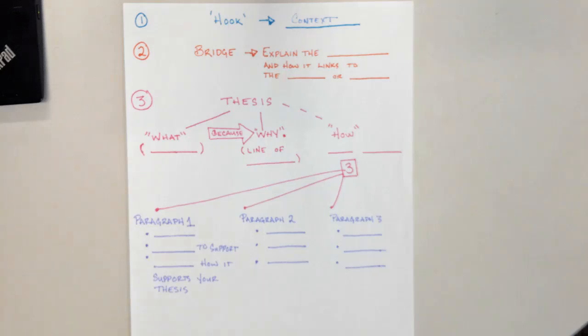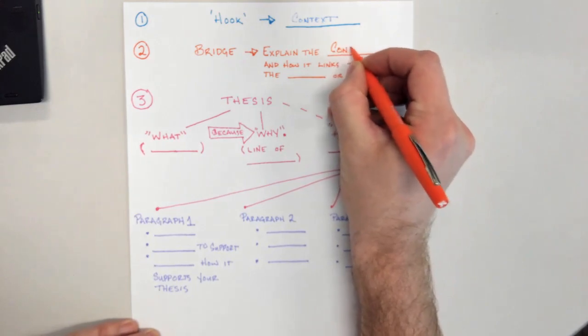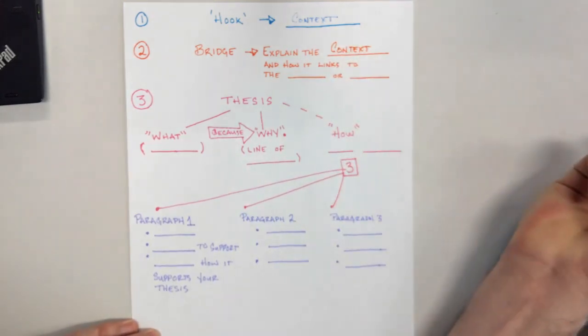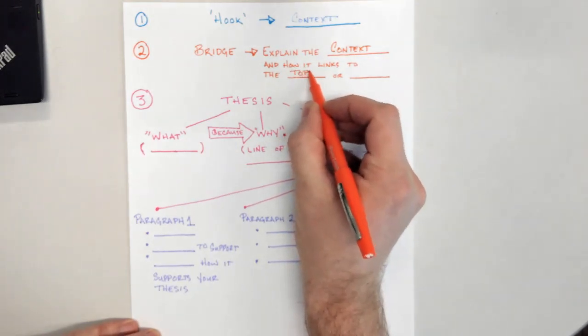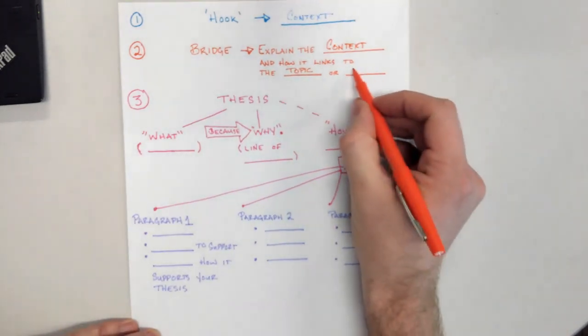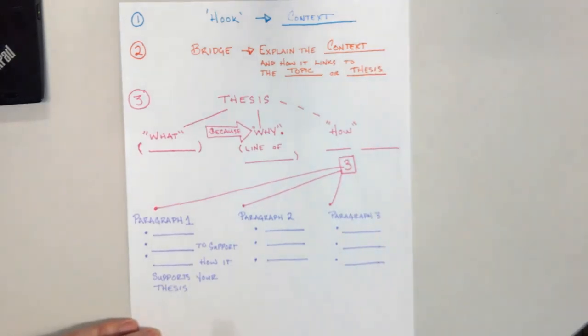Next up, you need to bridge your context to the thesis. You can't just say that it's a context. You have to explain it. So you're going to, in the bridge, explain the context. So explain what it is, and then explain how it links to the topic of your prompt or to the thesis that you're about to give.